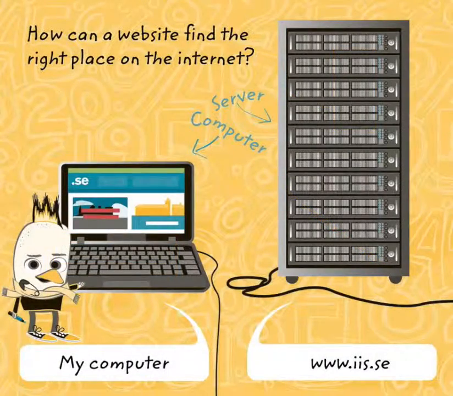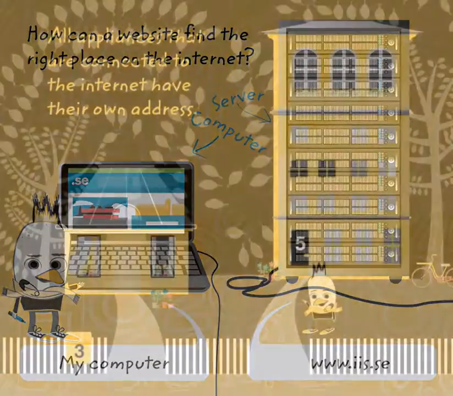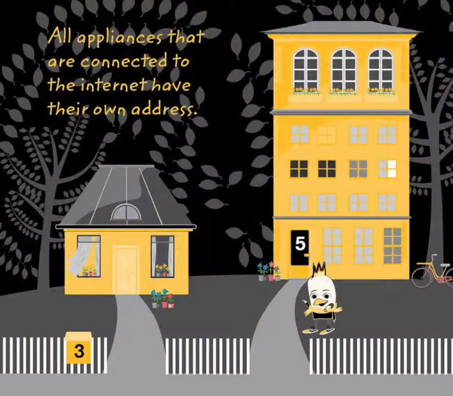How can a website find the right place on the internet and arrive on my computer? That's because all appliances that are connected to the internet, like computers, mobiles, and servers, have their own address. It's like the house you live in. It also has its own address so that you can receive mail and people can visit you. All appliances that are connected to the internet have their own address.